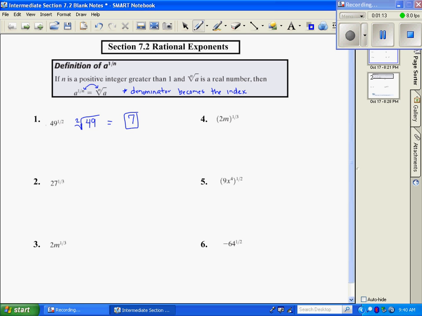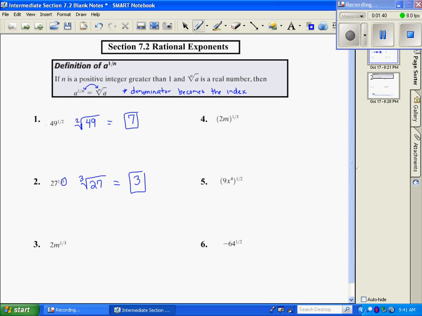Number 2, I want to rewrite this as a radical. That becomes the cube root of 27 because my denominator is a 3, so my index is a 3. This time I want to know what cubed gives me 27, and that answer is going to be 3. We still evaluate these the same as we did in section 7.1, so if it's been a while since you've checked that one out, go back and look through it.